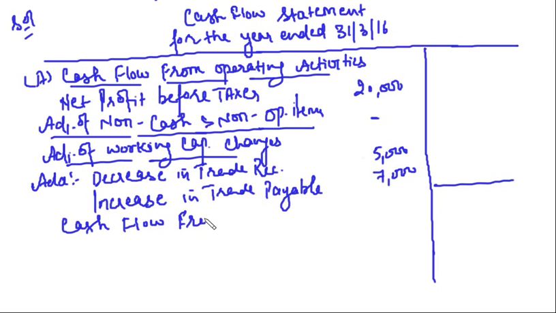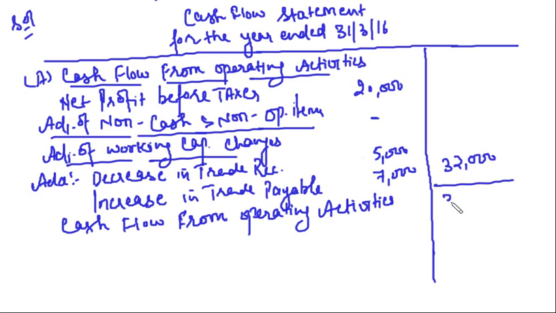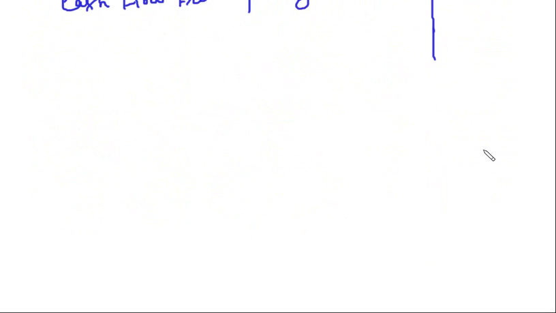from operating activities. Clear? Is this clear? This comes to 32,000. So 32,000 is my cash flow from operating activities. Clear?